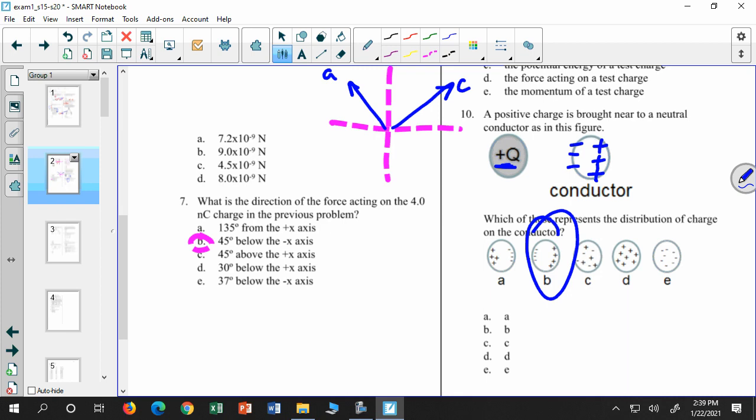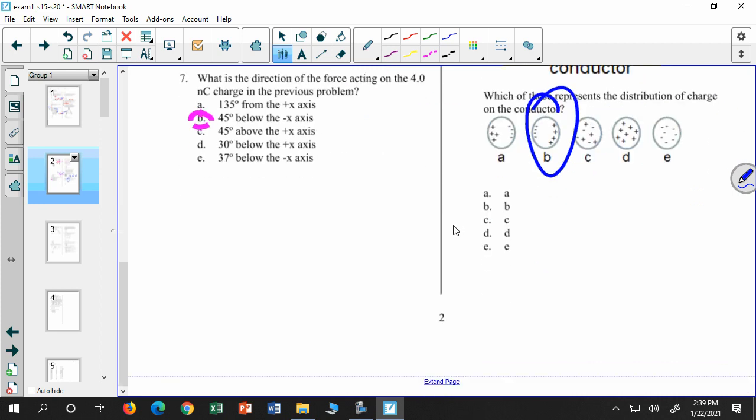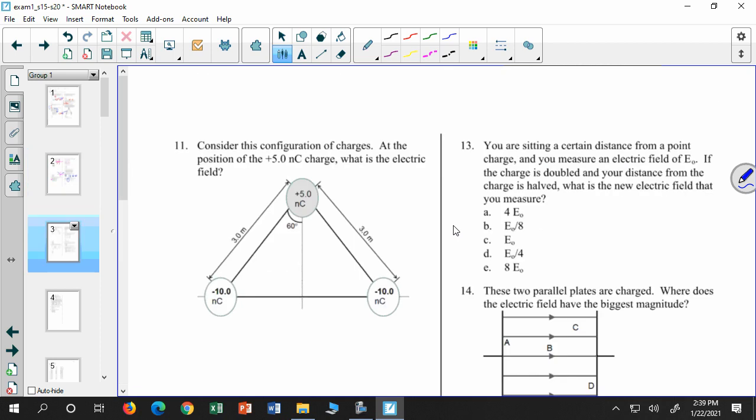Emily? Yeah, so if they touched, all the charge would redistribute. So if they touched and then come back apart, I would have a half Q and a half Q separated. Okay? We saw that in that previous problem.